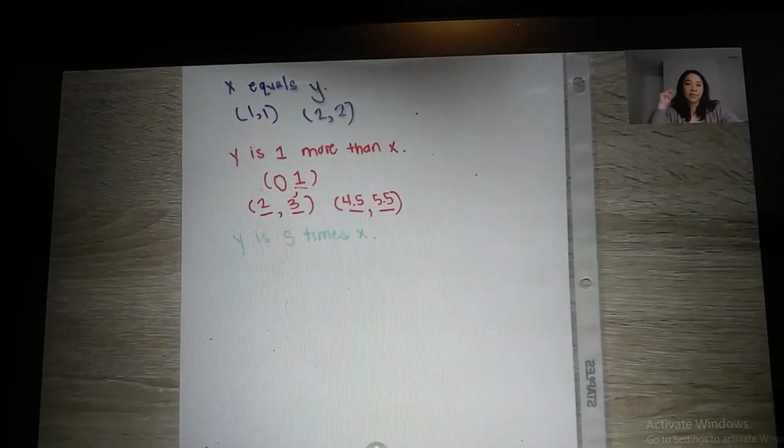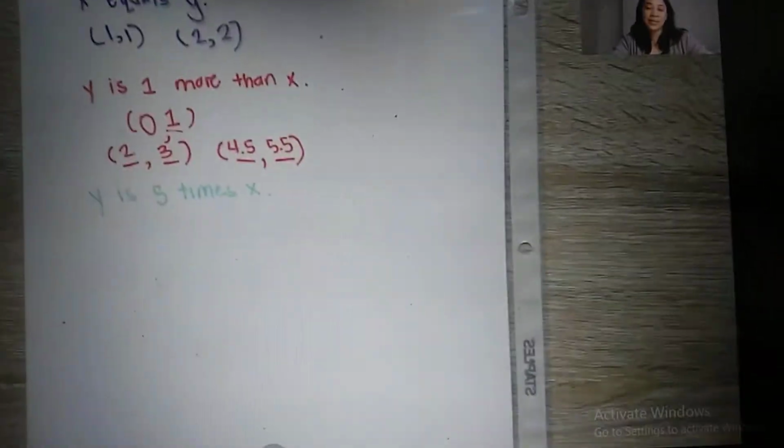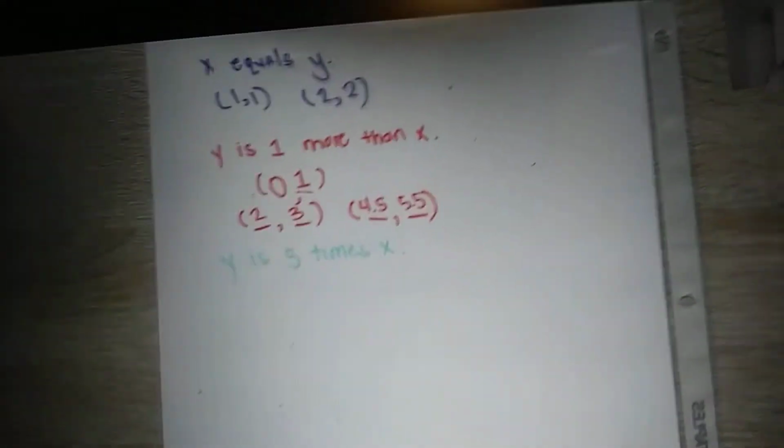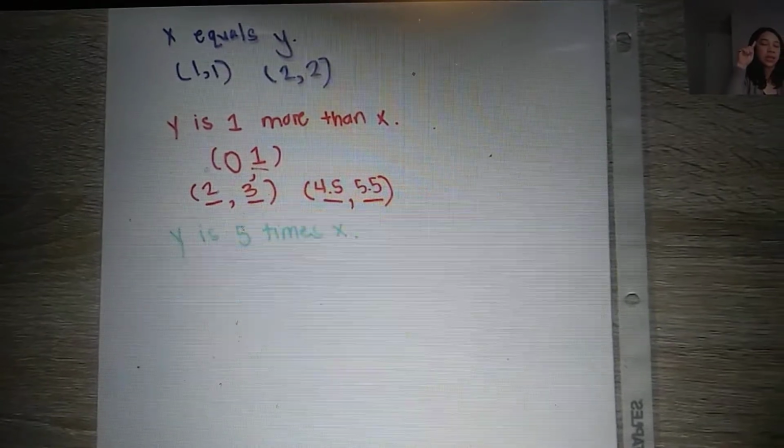Say it with me. Y is 5 times x. Now, before we think of coordinate pairs, let's think. Y is 5 times x.